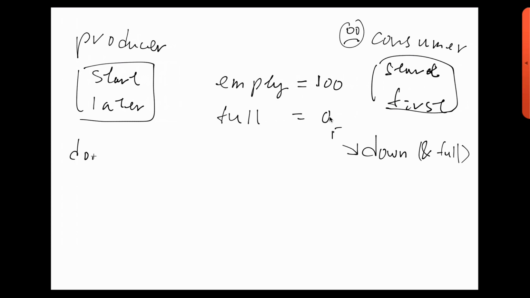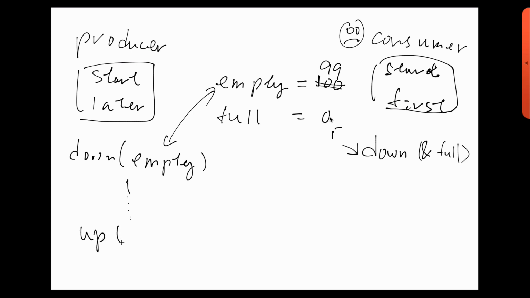So you have the down call. The down call is empty. What happened? First free state there, so it will become 99. Then execute something. And then up. What is that? Up the full. So change this 0 to 1.